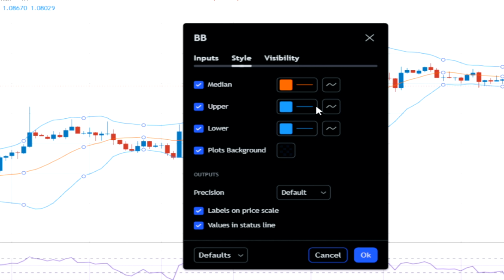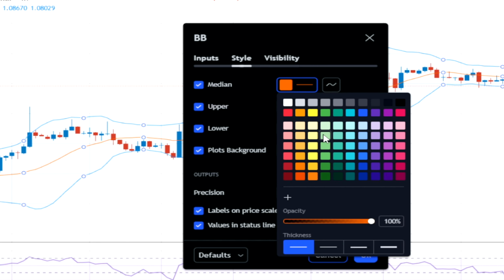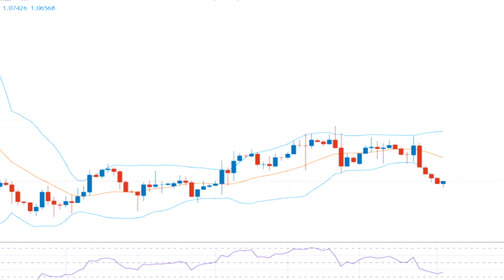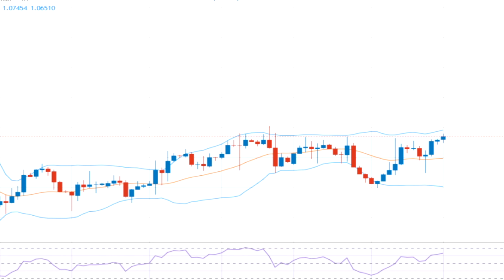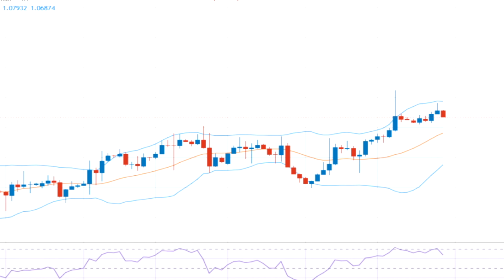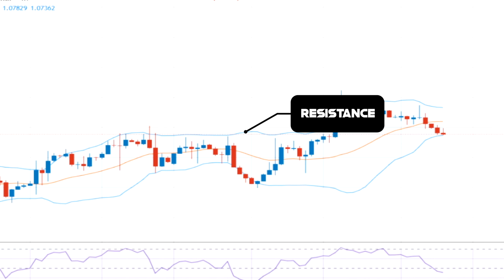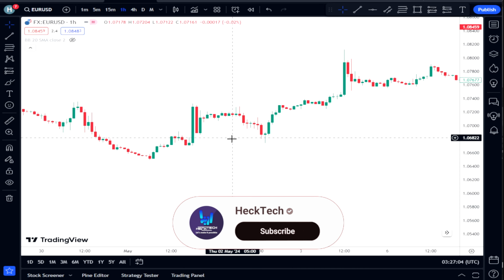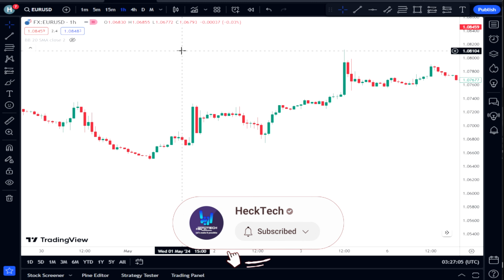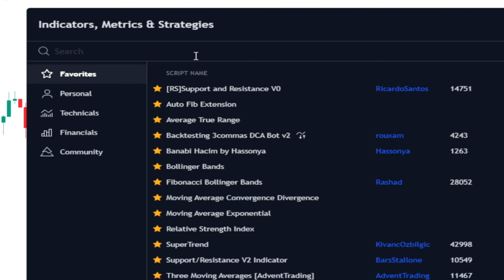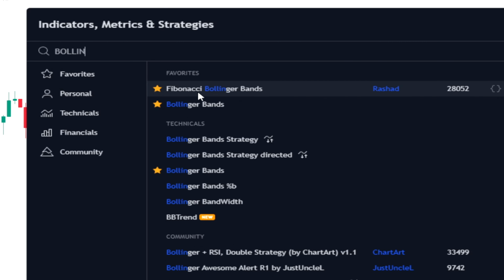The first step for this strategy is setting up the Bollinger Bands. If you've never used Bollinger Bands before, you're lucky you clicked this video, because this indicator is absolutely incredible, and it's a pretty great way to find support and resistance levels. So the first thing we want to do is go to Trading View or whatever trading chart platform you use, click the Indicators tab and type in Bollinger Bands.